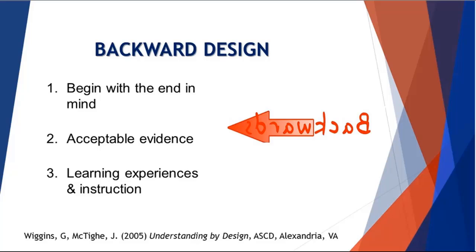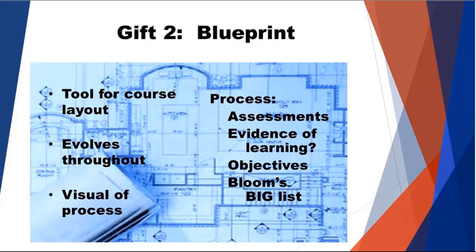So when we begin with the end in mind, what is it we want them to accomplish? And then think about what would be acceptable evidence of that accomplishment. Then think about the learning experiences and the instruction that go together to make that happen. So backwards design, understanding by design, and that is from Wiggins and McTighe, Understanding by Design. Excellent book.